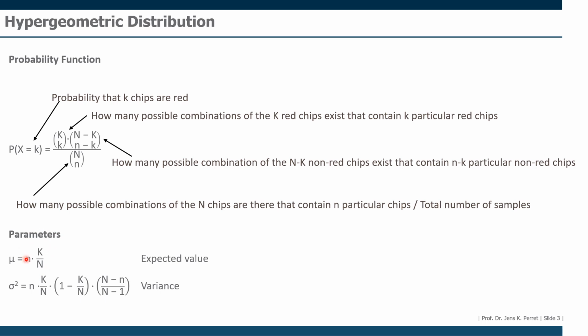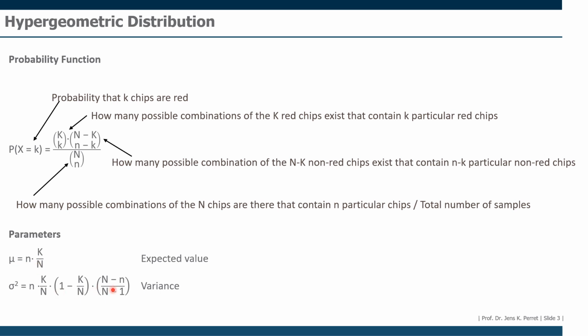So if I draw 100 elements, and in my box 20 out of 1,000 have this certain property, then a 2% chance exists of drawing an element of a certain property. Multiplied with the 100, I will get an expected value of 2.